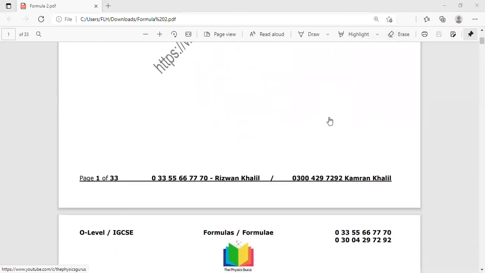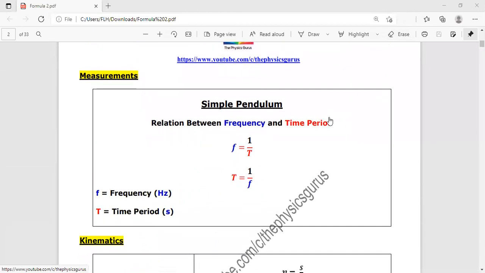The first topic is related with measurement, and in measurement we have the topic of simple pendulum, and in that we are supposed to find the relation between frequency and time period. The relation is f is equals to 1 over t, or t is equals to 1 over f, where f stands for frequency, its unit is hertz, and t stands for time period, its unit is second. So frequency and time period are inversely proportional to each other.